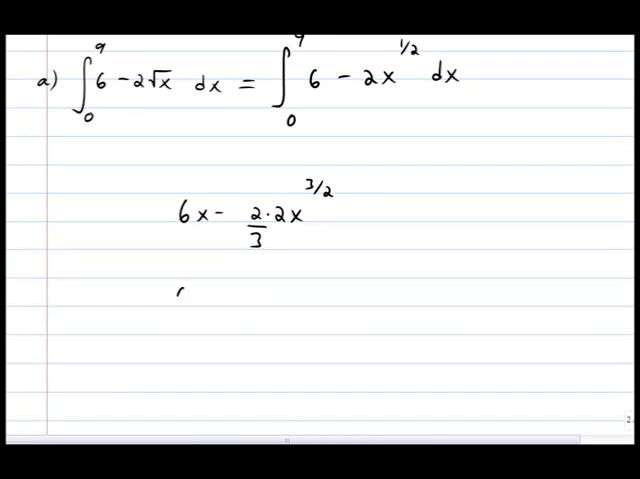Now we should probably clean this up. 6x. What can you write that as? How much? 4/3? So you guys said anti-differentiate. We've done that. Now what? Okay, 0 and 9.